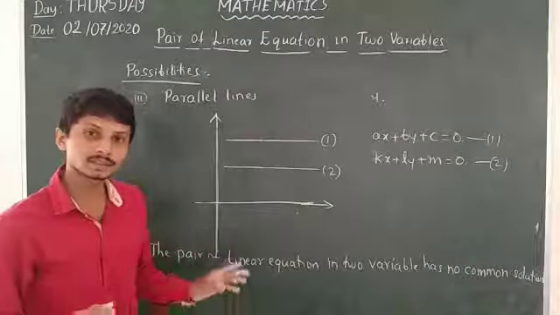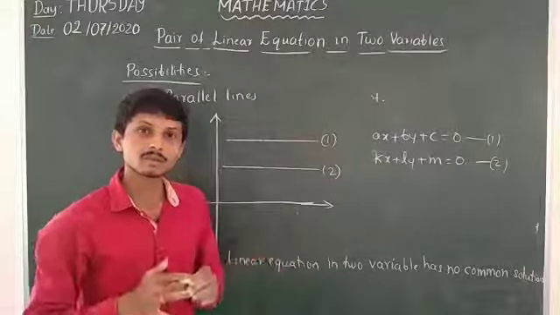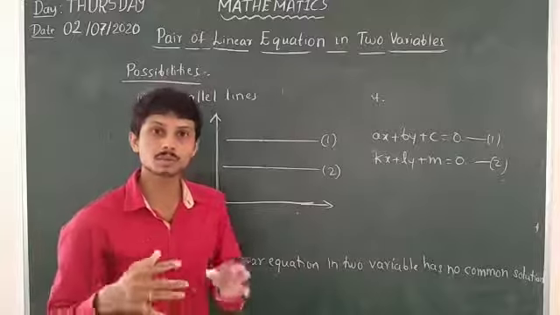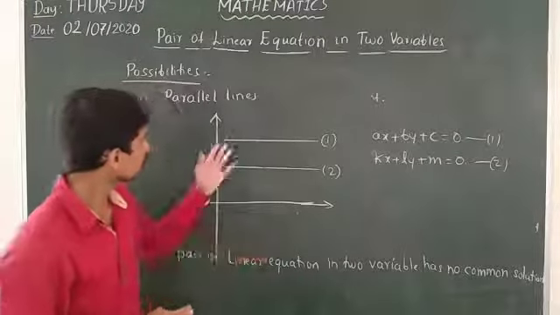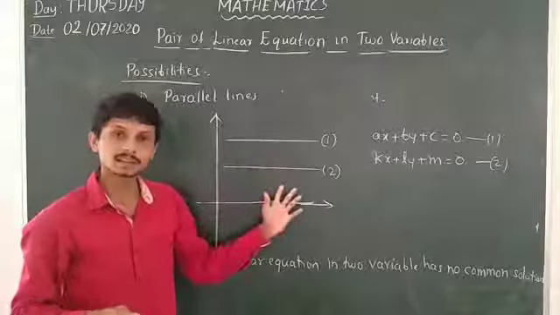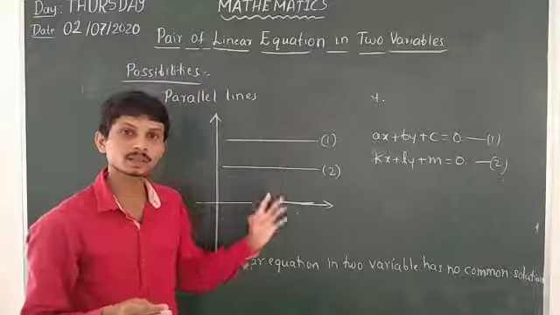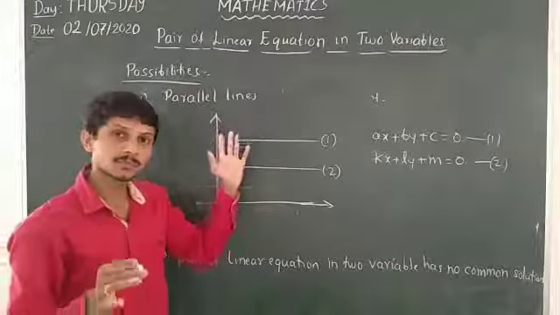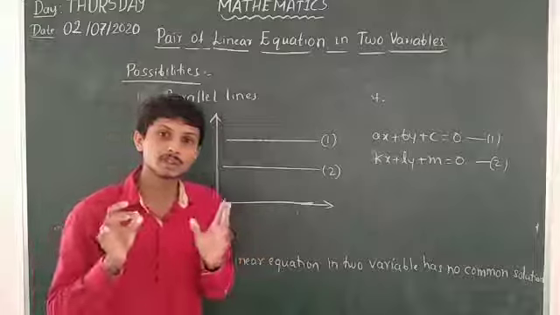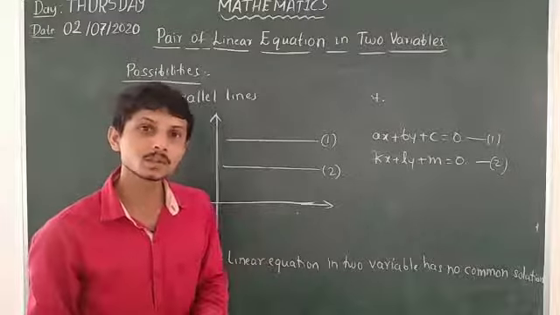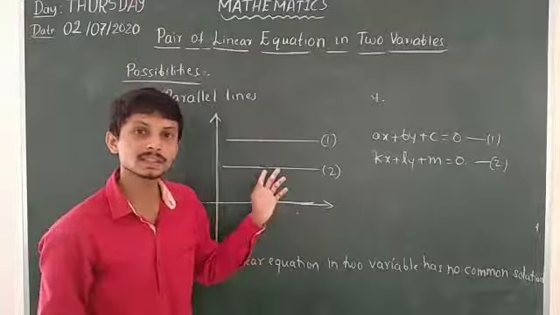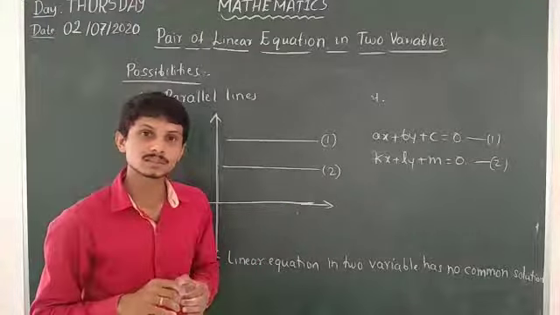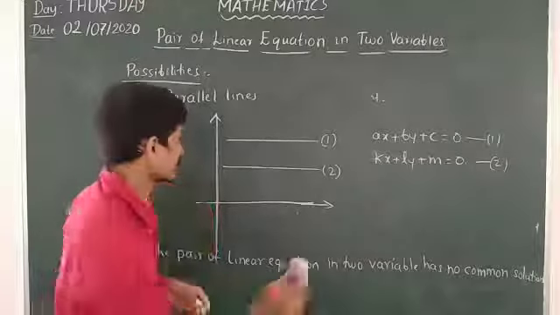These are the cases we have to consider in our future problems, and we are going to solve them in the future. Here there are parallel lines. There is no intersecting point for both the equations. So if the geometrical representation of a pair of linear equations in two variables is parallel lines, that means there is no common solution. So let us move to the next possibility.